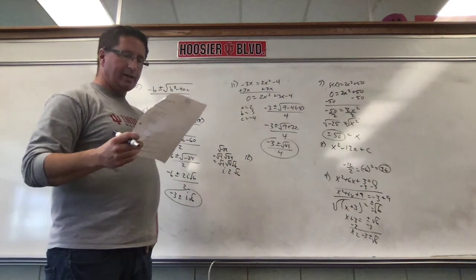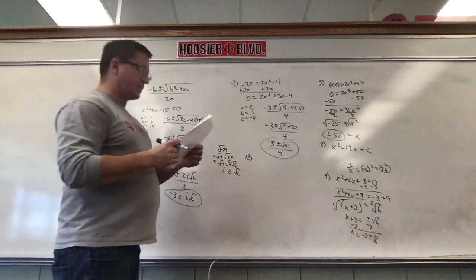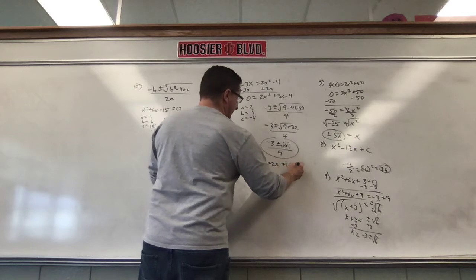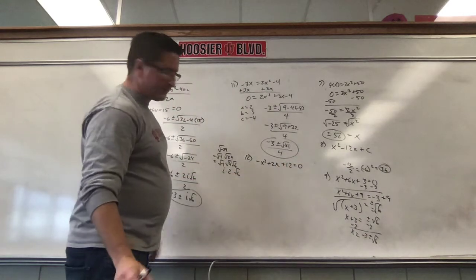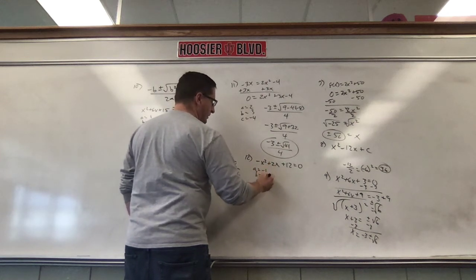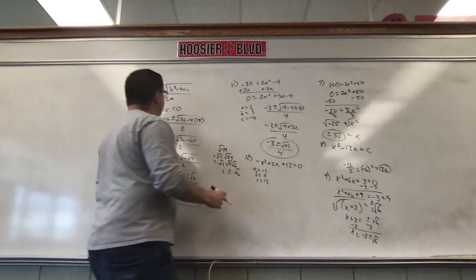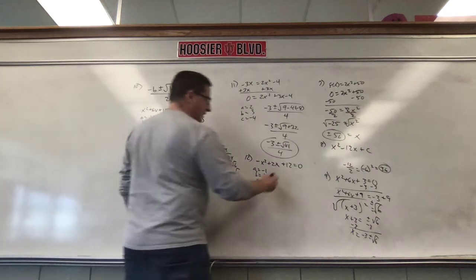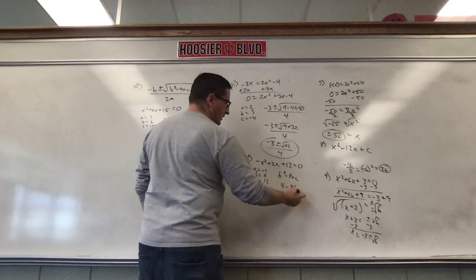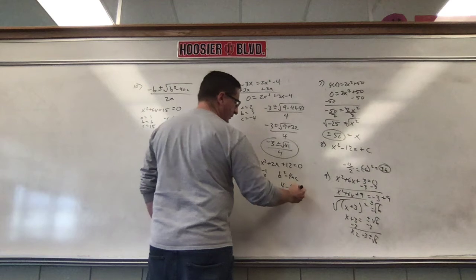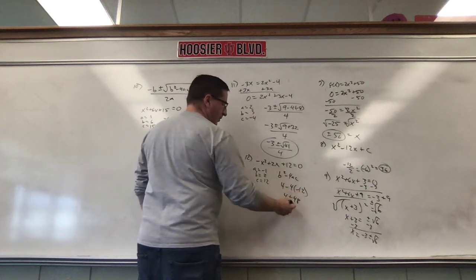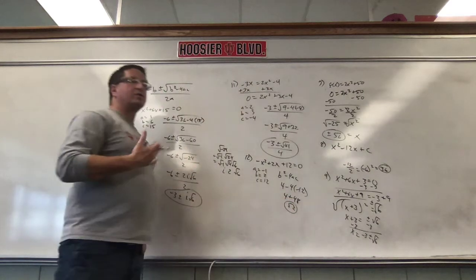Number 12. What is the discriminant? And then it says describe the solution. So we have negative x squared plus 2x plus 12 equals 0. That equals 0, that's a good thing. So A, B, and C are negative 1, 2, and 12. Remember the discriminant is this thing, b squared minus 4ac. So b squared is 2 squared, which is 4, minus 4 times a times c, which is negative 1 times 12, which is negative 12. Negative 4 times negative 12 is positive 48. 4 plus 48 is 52. So the discriminant is 52.